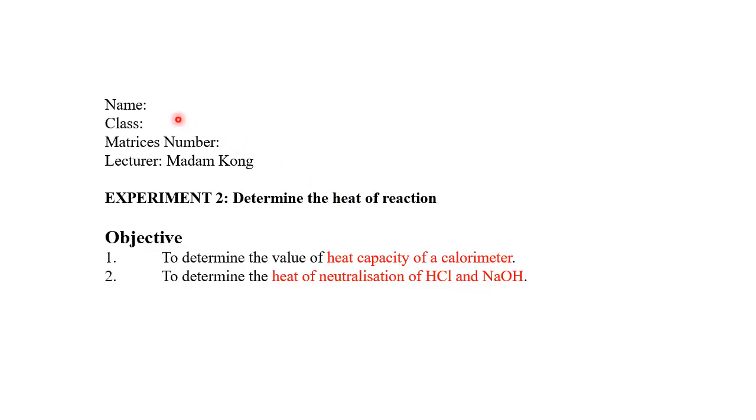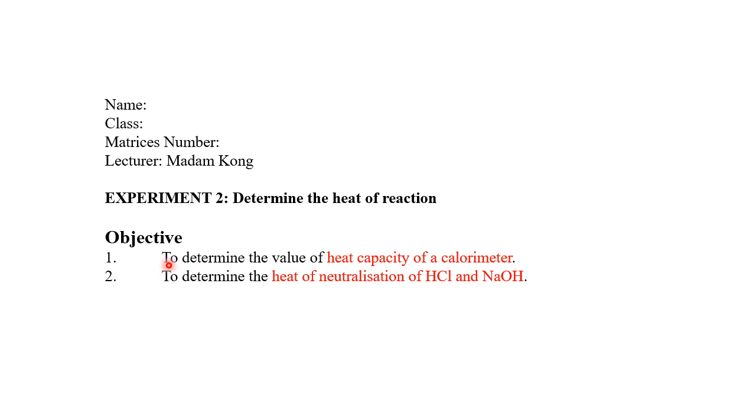As usual, first you have to write down your name, class, metric number, lecturer's name, and course code for your lab report. Then the title of the experiment, experiment 2, determine the heat of reaction, and the objective. There are two objectives, meaning that later you have to draw two conclusions.